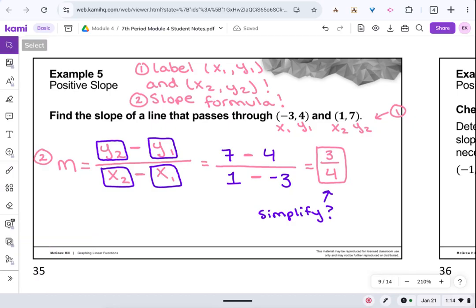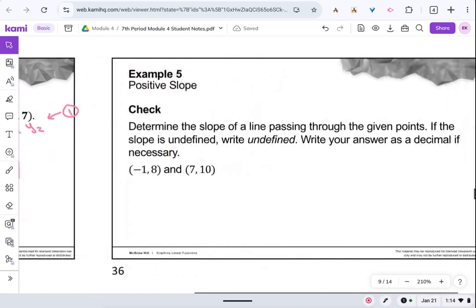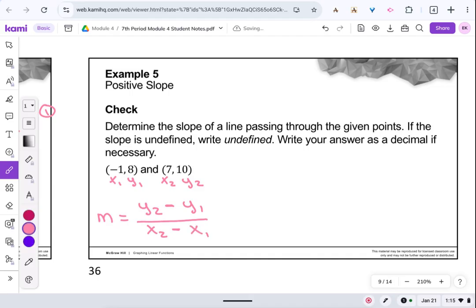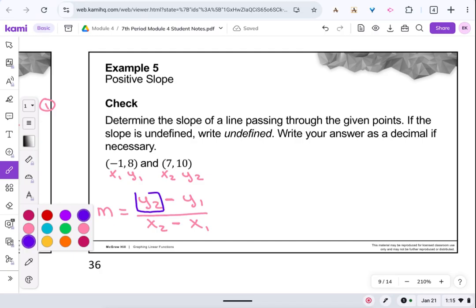And that's all we're doing today, okay? So I'm going to go ahead and scroll on over to the next slide here. First things first, we need to label x1, y1, x2, y2. I'm going to go ahead and rewrite our slope formula. M equals y2 minus y1 all over x2 minus x1. Again, we're going to be taking out the x and y's on the top and bottom and filling them in with the numbers that we see.